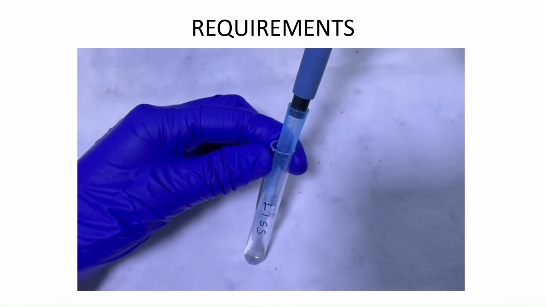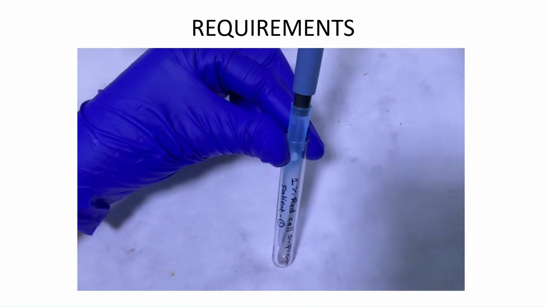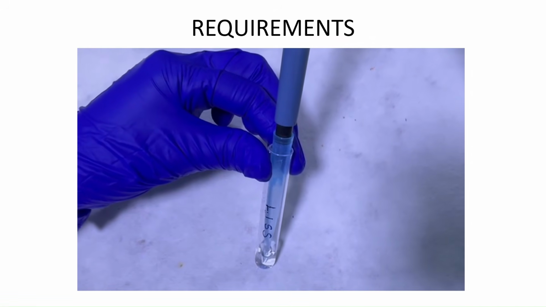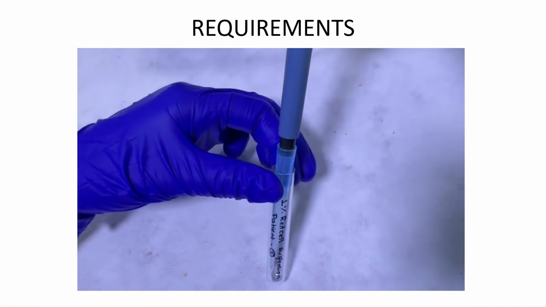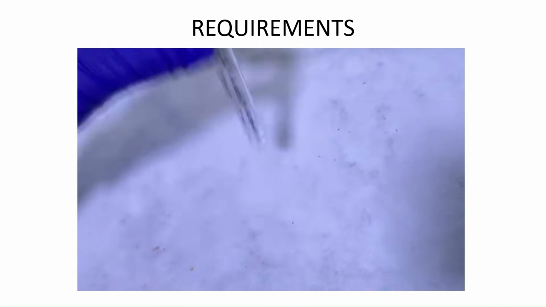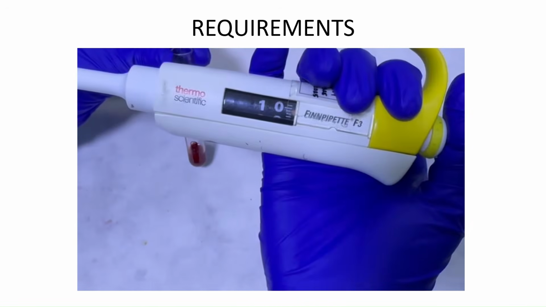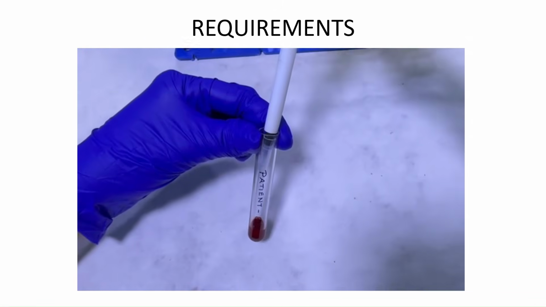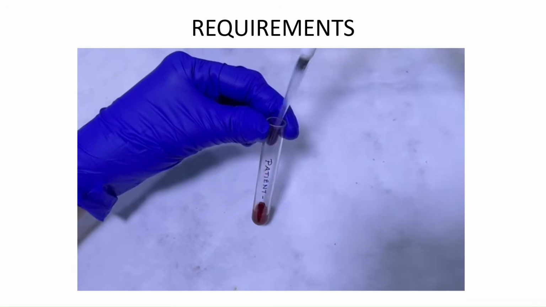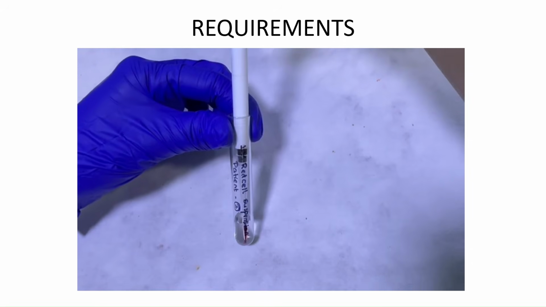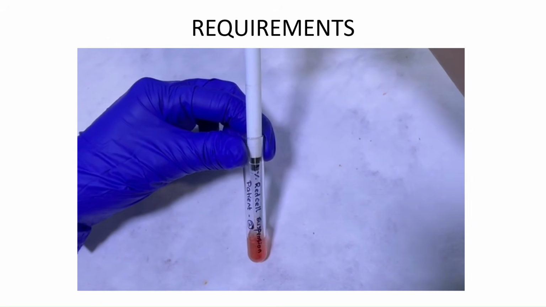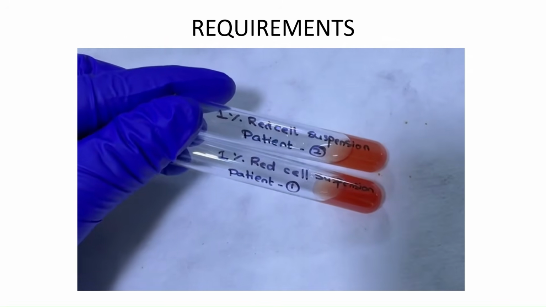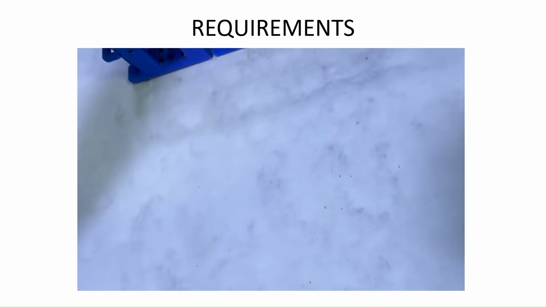For preparing 1% red cell suspension, 1000 microliter of LISS is to be added in the clean labeled test tube. First we have added for patient 1. Now we are going to add for patient 2. Next, 10 microliter of red cells is to be added in 1000 microliter of LISS to make it 1% red cell suspension. For patient 1 we have added. Similarly for patient 2 it is being added now. Now the 1% red cell suspension is ready to use for both the patients.